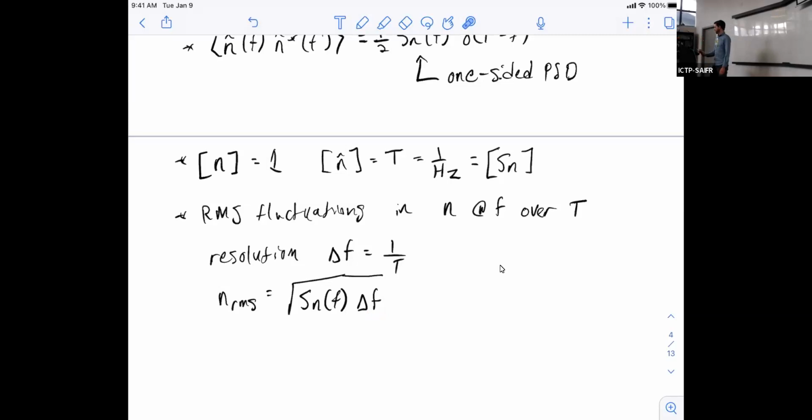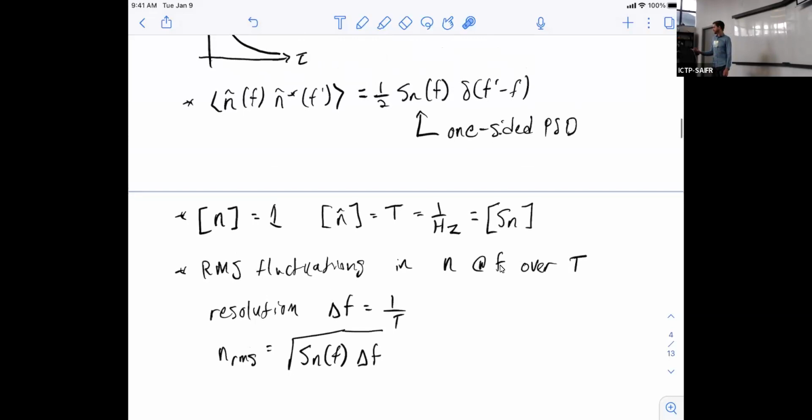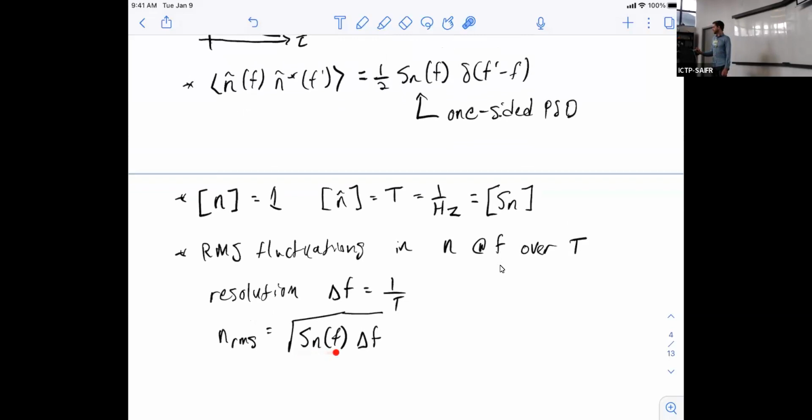Well, not really, no, because the point is that the amplitude of n tilde scales as the square root of t. So if you really take an infinite amount of time, the amplitude of n tilde goes to infinity, but it's really n tilde divided by the square root of t that is significant for a detector. Yeah. So it is the PSD that matters for all practical purposes, right? So there's nothing wrong with this.